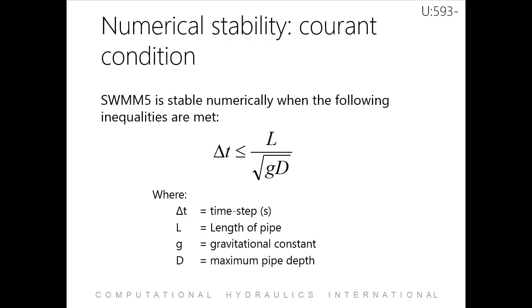A SWMM model is usually numerically stable when the following inequalities are met. This is recognized as a form of the Courant condition, in which the time step is limited to the time required by a dynamic wave to propagate the length of a conduit. You may also recognize this equation as the Froude number equal to 1. It may be a good idea to identify the shortest conduit in your model and determine the routing time step required for that conduit in order to help prevent major instabilities.